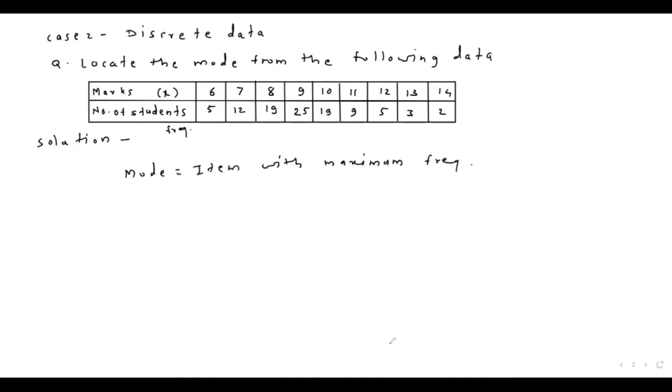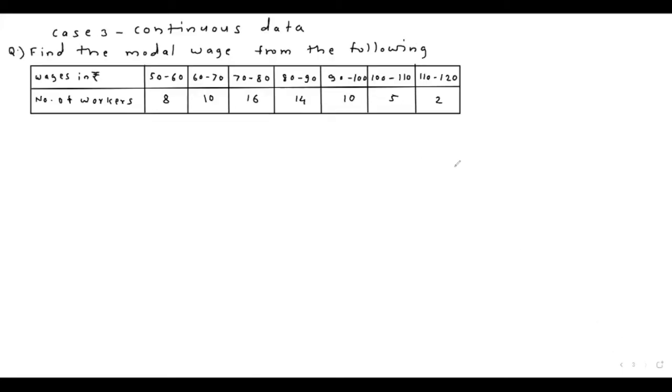If you observe the data set, I have the maximum frequency as 25. And since we don't need to find the maximum frequency, but the item with maximum frequency, for the maximum frequency 25, the corresponding item is 9 over here, and hence the value of mode is 9. So that is equal to 9.